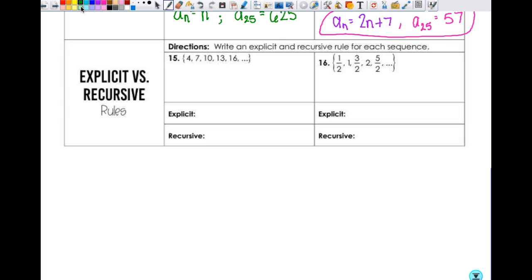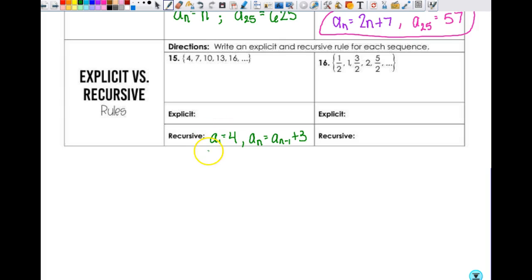All right, so let's talk about recursive. For the recursive, you have to define the first one, at least the first one, sometimes the first and second. So I have a sub 1 equals 4. You got to know where you start. And then tell me in words what's happening here in this pattern. You're adding 3 to the one before it. So that means then I have a sub n is equal to a sub n minus 1 plus 3. Do we all agree with that?